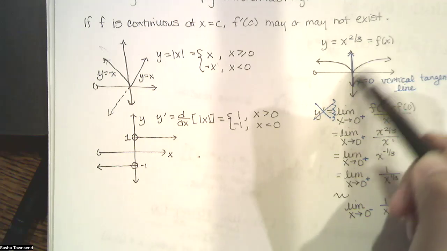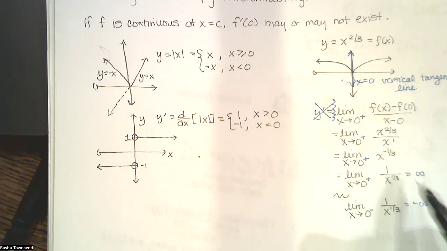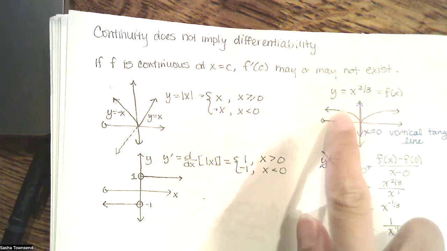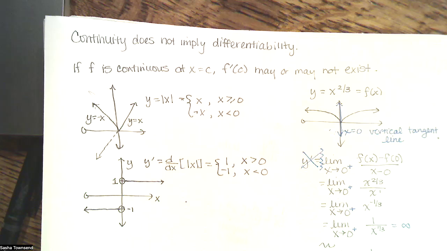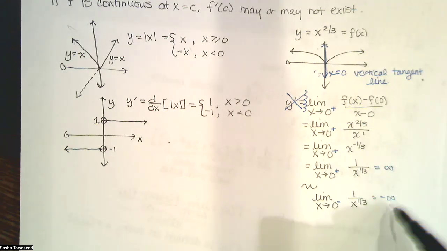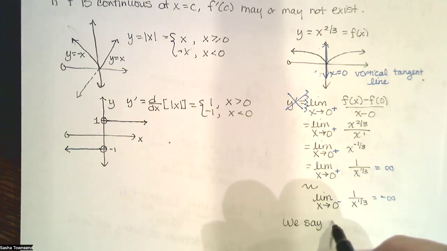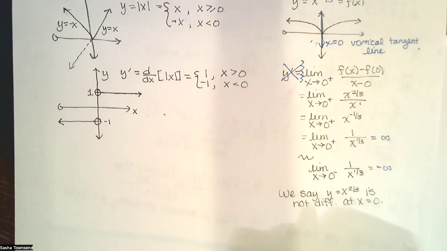But we can see what happens on this side. The slopes are getting more and more positive. On this side, the slopes are getting increasingly negative. And that's why we get different limits from the left and the right. So what have we shown? I've got a continuous function here, and the derivative doesn't exist there. And it happens to correspond geometrically to this vertical tangent. Because these limits are infinite, plus and minus infinity, we say y equals x to the 2/3 is not differentiable at x equals 0. That it does have a vertical tangent line.